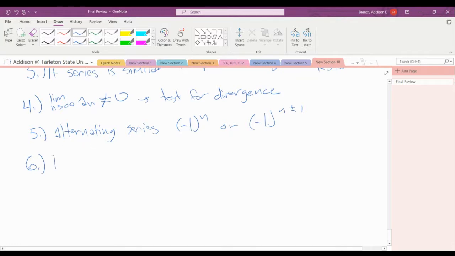If you have any factorials, or something to the nth power, or some sort of product, like something multiplied together, I would go ahead and use the ratio test, because those make it really easy to cancel out some factorials, some exponents, and usually products, you can take care of when you find your limit.